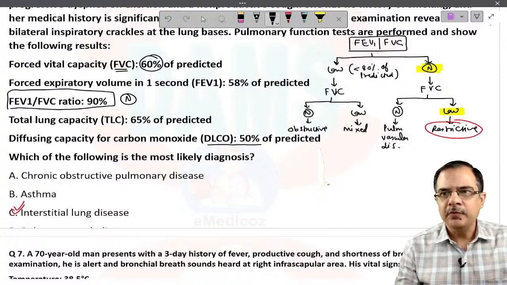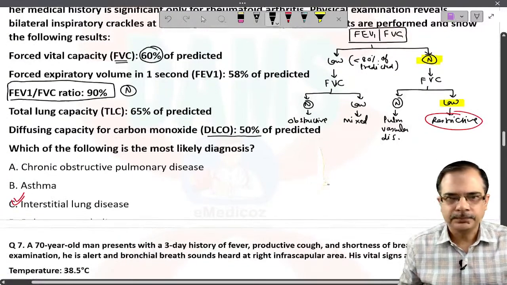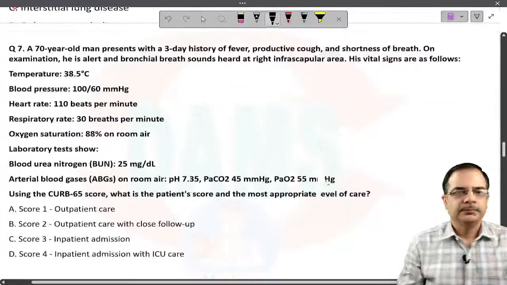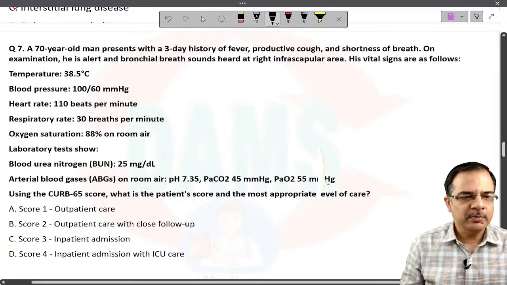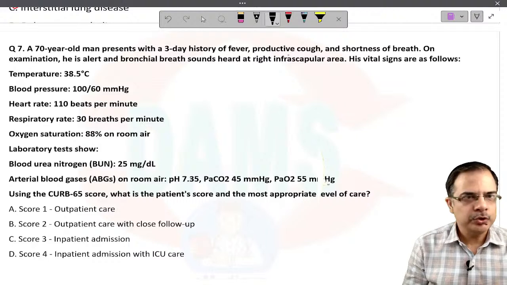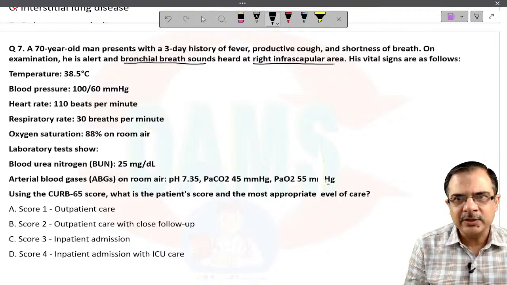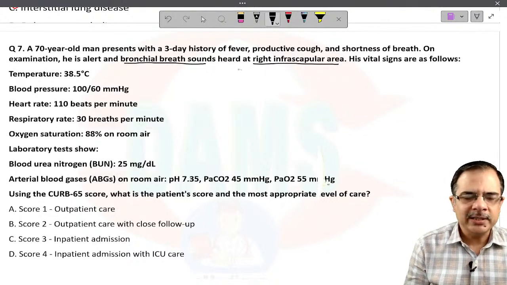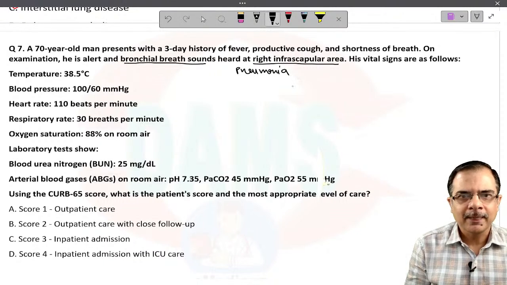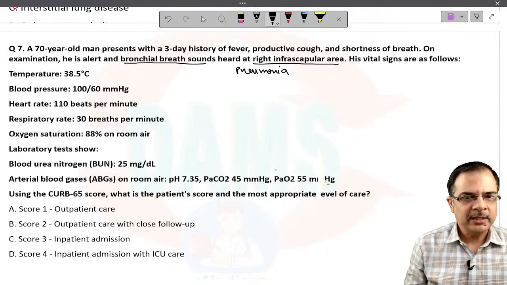Now, moving on to question number 7. All right. So question number 7: a patient presents with fever, cough, shortness of breath, and there are bronchial breath sounds present at the right infrascapular area. So most likely it is a case of pneumonia with consolidation. Now these parameters are given. So let's see what the question is asking.